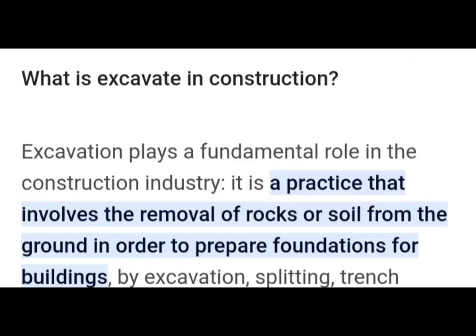What is excavation in construction? Excavation plays a fundamental role in the construction industry. It is a practice that involves the removal of rocks or soil from the ground in order to prepare foundations for buildings by excavation, building trench.